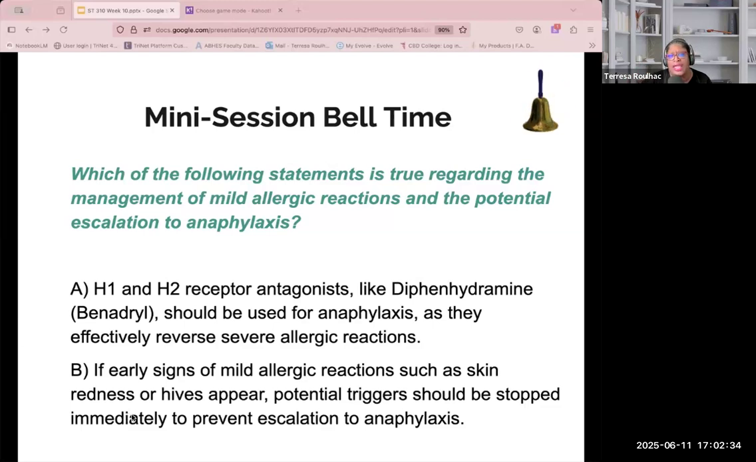Okay. Now, of course, A is incorrect because H1 and H2 receptor antagonists, like Benadryl, are typically used to manage, right, mild allergic reactions, and then they counteract histamine release. However, they are not the first line of treatment for anaphylaxis because remember, we are trying to kind of combat it. Now, epinephrine is the first line of treatment for anaphylaxis because it addresses both the respiratory and the cardiovascular systems of any type of severe reaction. So, good job. We're not done. We have one more.